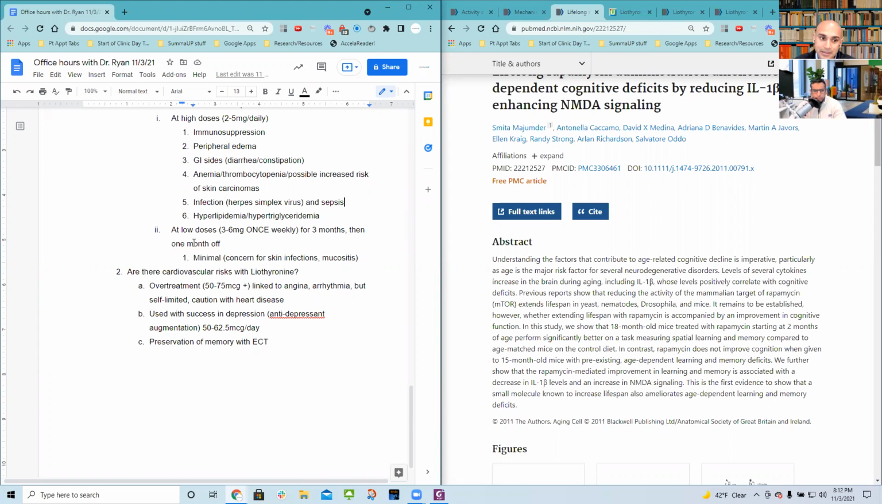And to be honest, most of the time that they noticed side effects like that were with higher doses. One of my colleagues actually treated a patient with, I think it was 12 milligrams once weekly, and that's when that particular patient had mucositis. But at 3 to 6 milligrams once weekly, the side effect profile is very, very low.